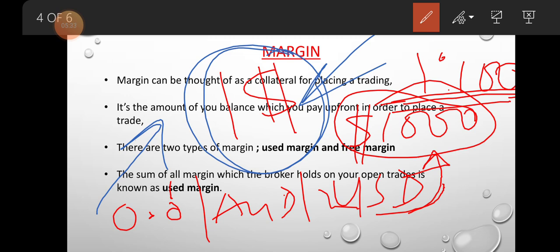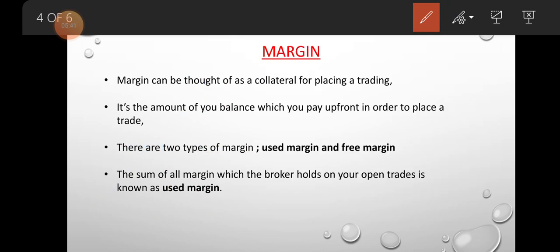Okay, that is what margin is. It's basically the amount of your balance which you pay upfront in order to place a trade. It's just like putting money down in order for you to do something, just like the bank example that we explained in the previous video. If you've not watched that one, kindly go back now and watch it.